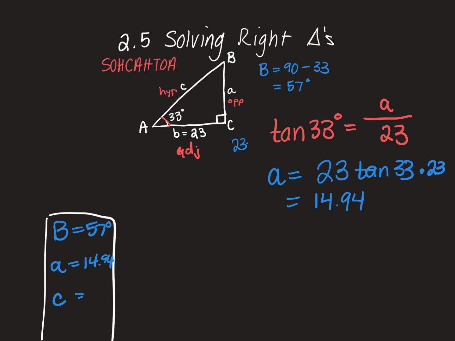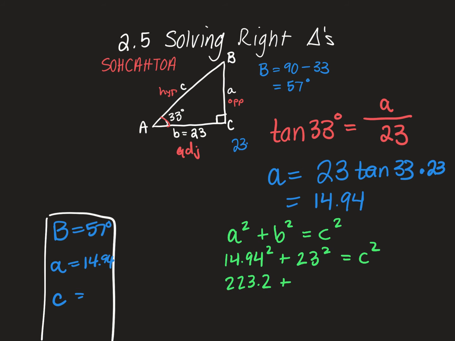All right, so now let's do the Pythagorean theorem. a squared plus b squared equals c squared. We know that a is 14.94, and we'll square that. We know that B is 23, and we're trying to find C squared. So what is 14.9 squared? 223.2. And 23 squared?